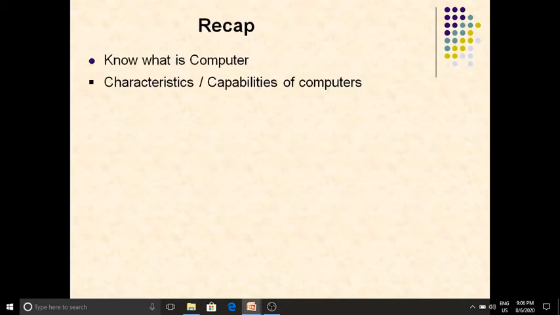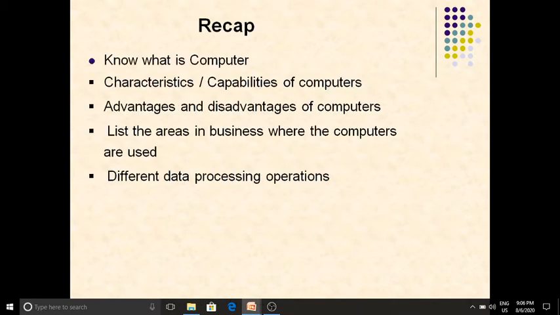Now in the previous class, we discussed what is a computer, what are the characteristics and capabilities of computers, what are the advantages and disadvantages of computers, and we have seen the areas in business where computers are used and what are the different data processing operations in computers.